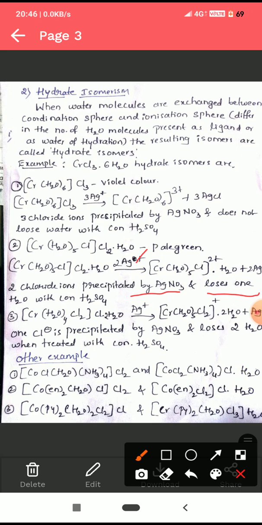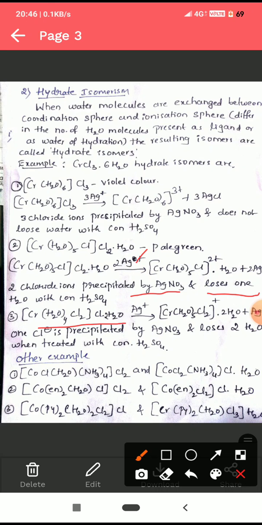In the third example, [Cr(H2O)4Cl2] with 1 chlorine atom outside the bracket, Cl.2H2O. See this example. When it is reacted with silver nitrate, we get a precipitate for 1 chloride ion, and it loses 2 water molecules when treated with concentrated H2SO4. It indicates that 1 chloride ion is outside the bracket and 2 water molecules are present as water of hydration, and 4 water molecules are inside the square bracket and they act as a ligand.